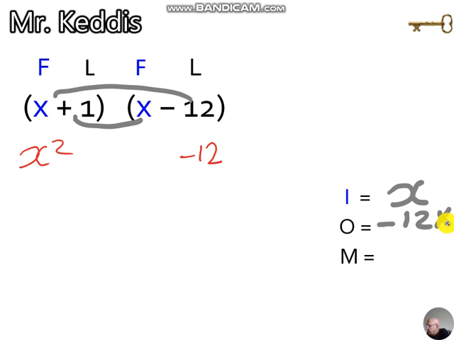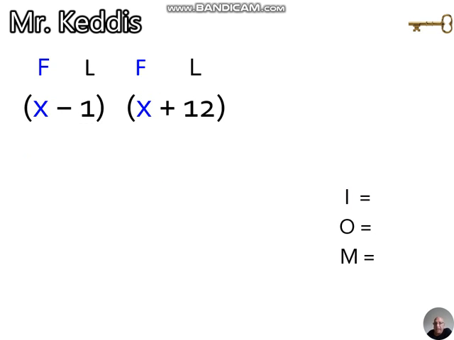I have addition here, so I take the sign of the higher number. 12 is higher than 1, and the sign in front of 12 is negative. Different signs, I subtract. 12 minus 1 is 11x. It means the middle term here is negative 11x.